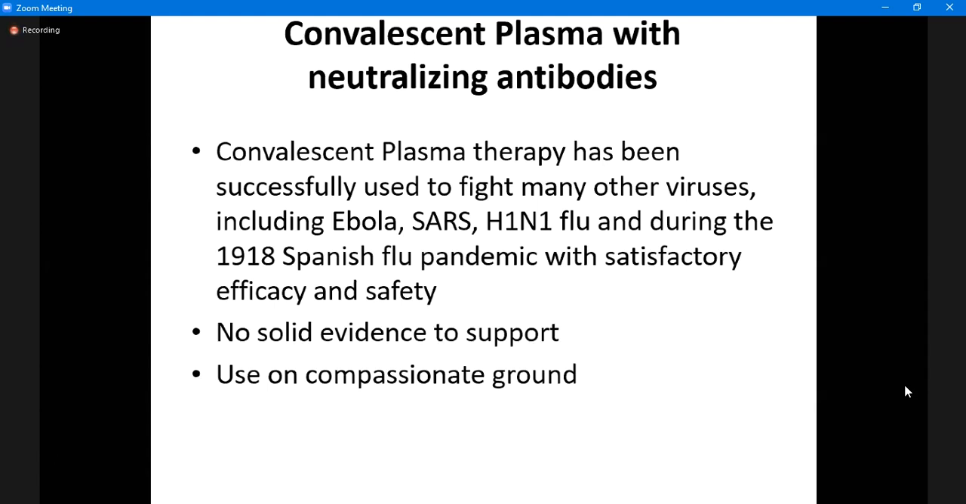This convalescent plasma has been tried in many countries with varying success. Again, there is no solid evidence to say that this is very effective, but most of the time this is being used as a compassionate drug. Compassionate means there is nothing else to do. Basically, you try this one. So that is convalescent plasma.